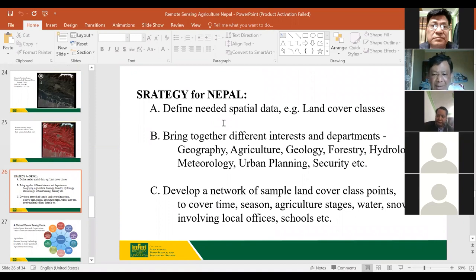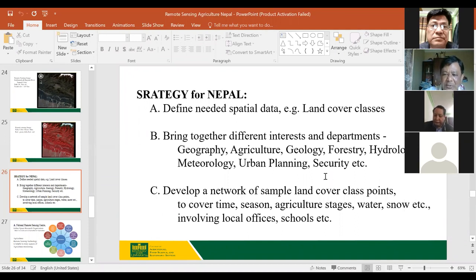Foresters will have their own interest, agriculture will have their own interest, geology, urban planning, meteorology, and so on and so forth. There are lots of them. For example, here: geography, agriculture, geology, forestry, hydrology, meteorology, urban planning, security. So first we have to bring all those interests together, and exactly the questions they are interested in. Because lots of times, suppose you say geology, suppose I tell them that this is this kind of tree, they are not interested. They are interested in what kind of rocks it was, right? So you have to bring all the interests coming together.